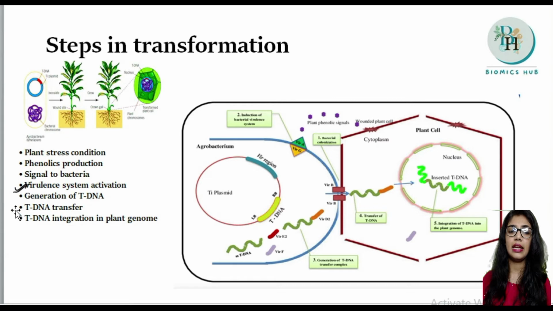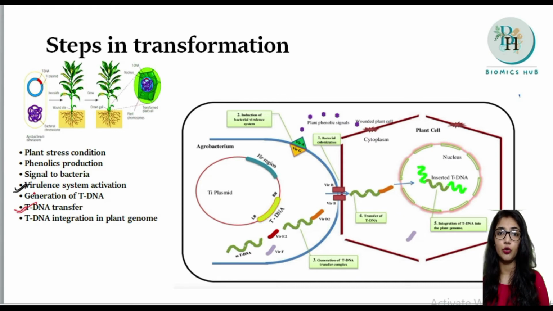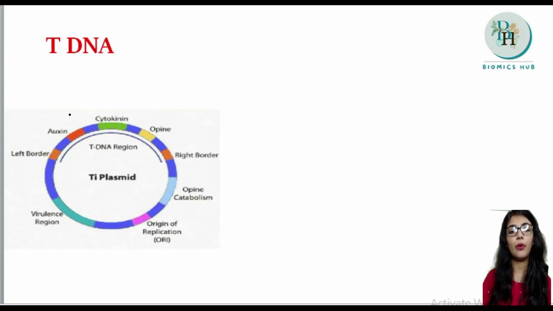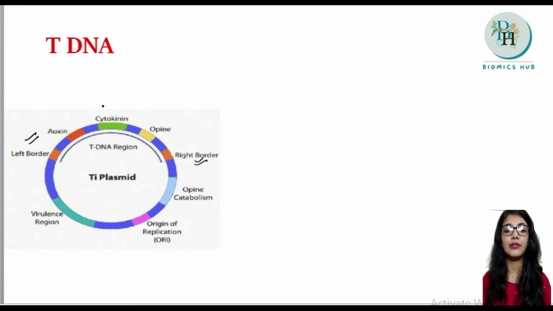Next is the tDNA transfer. After the tDNA has been transferred, it needs to be integrated into the plant genome. So let us see in a very detailed way how this is done. As we have discussed earlier, this is the structure of the tDNA. We have to see what things are required for this transformation. The things which are required are the borders, the left border and the right border, as well as the tDNA.